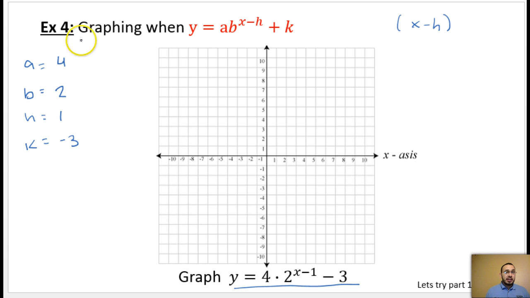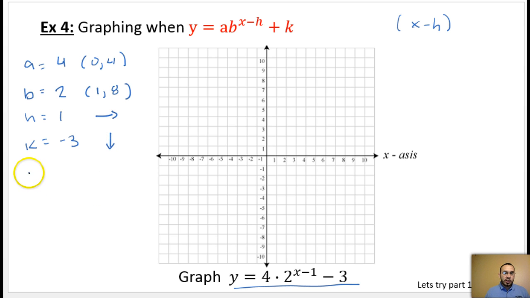Step 2 tells us to plot our 2 points. We have our y-intercept. It's going to be 0 and 4. And we have our second point, which is when x is 1. We multiply a and b together. We get 8. Finally, we have our h. Our shift is 1 unit to the right. And our k is 3 units down.